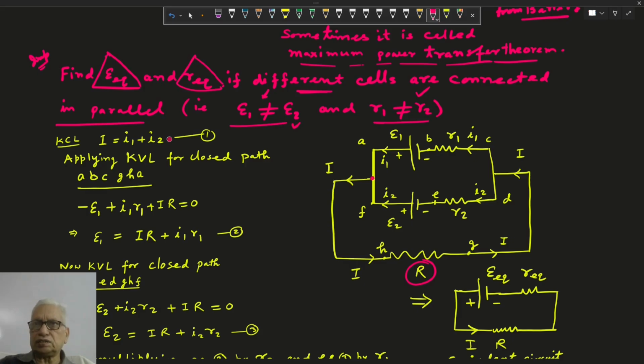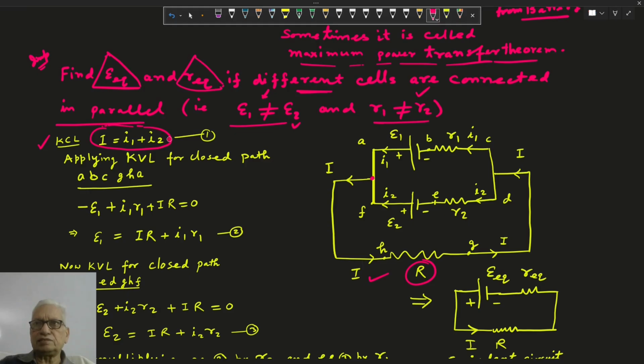At this junction, suppose we apply Kirchhoff's current law, then I is equal to I1 plus I2. Outgoing current is equal to the sum of incoming current. So equation 1: external current, total current I is equal to I1 plus I2. The current going through the external resistance is I.